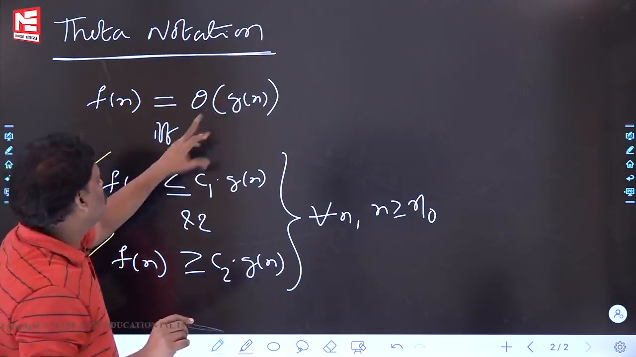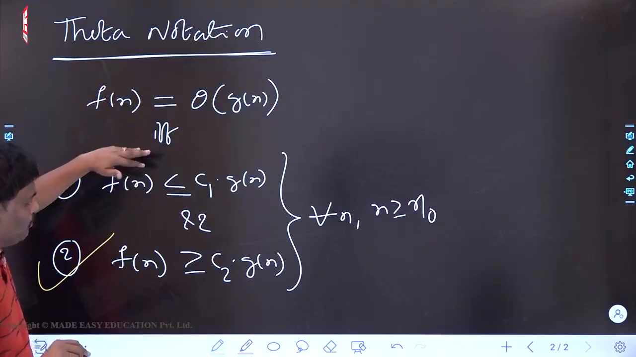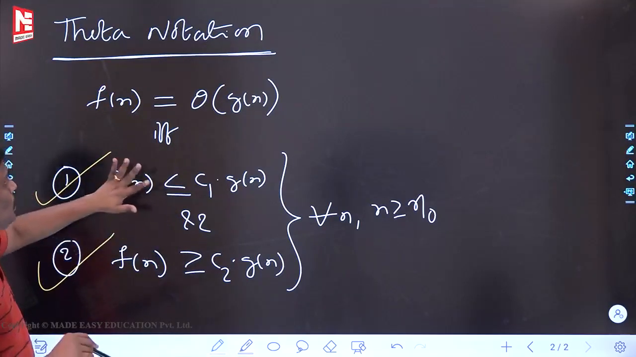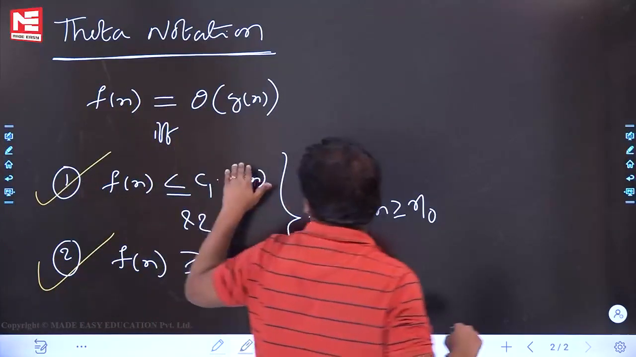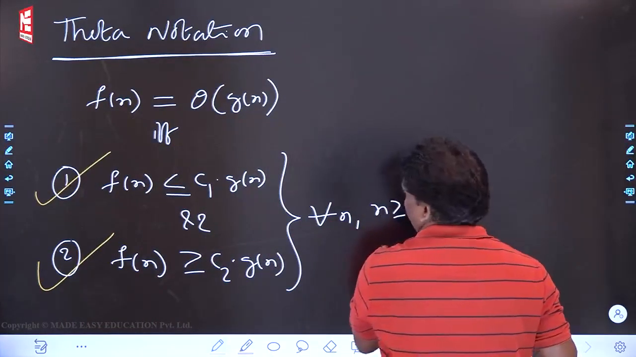If I want to say like this, big O should be satisfied between them. Omega also should be satisfied. Then only I can say theta possible. To get the clear clarity, let's take one example.